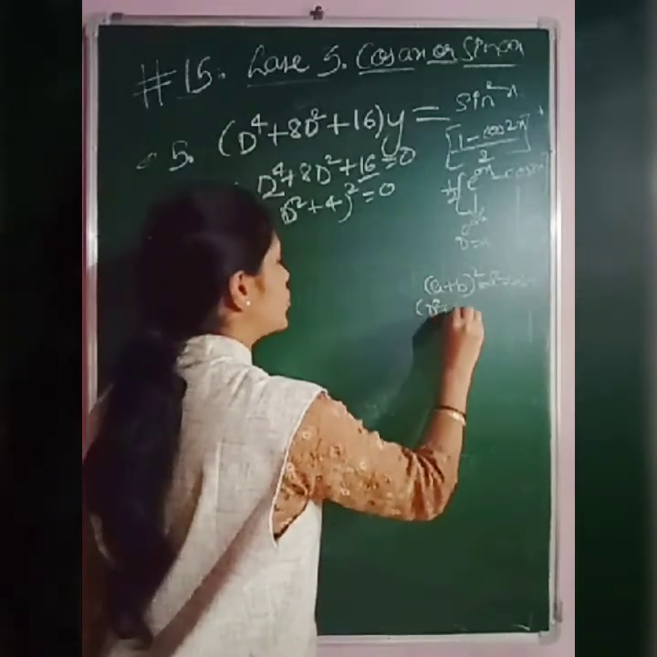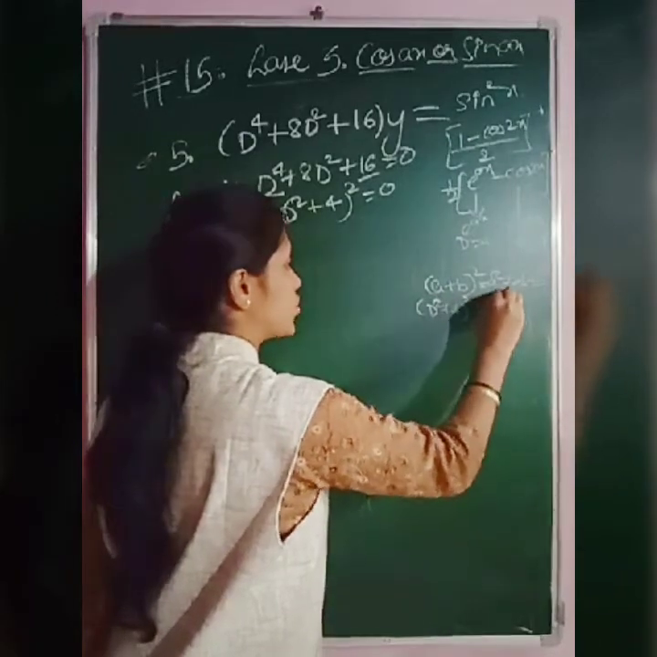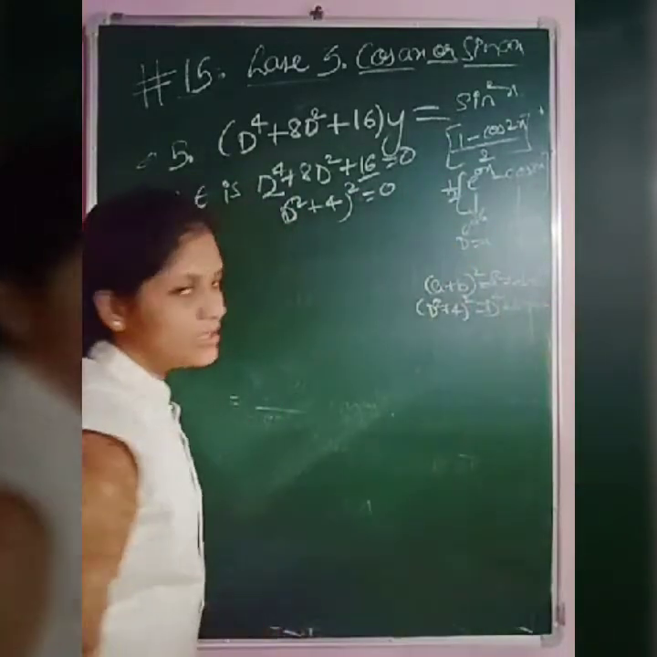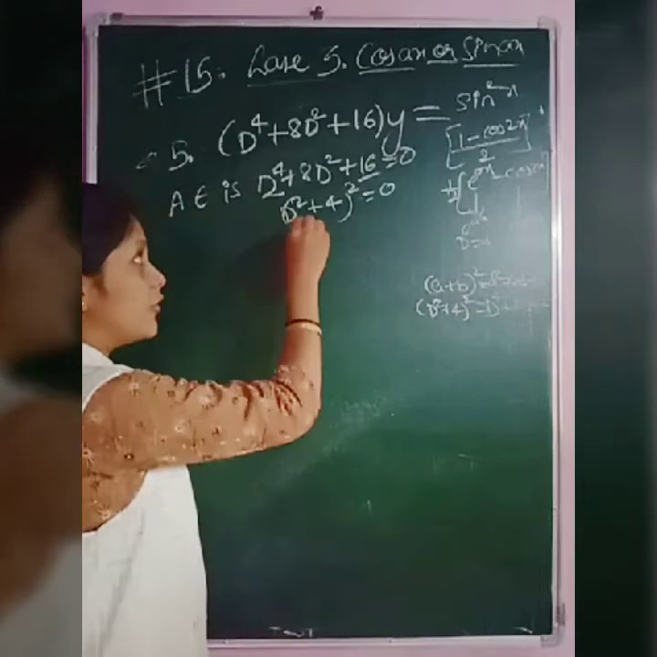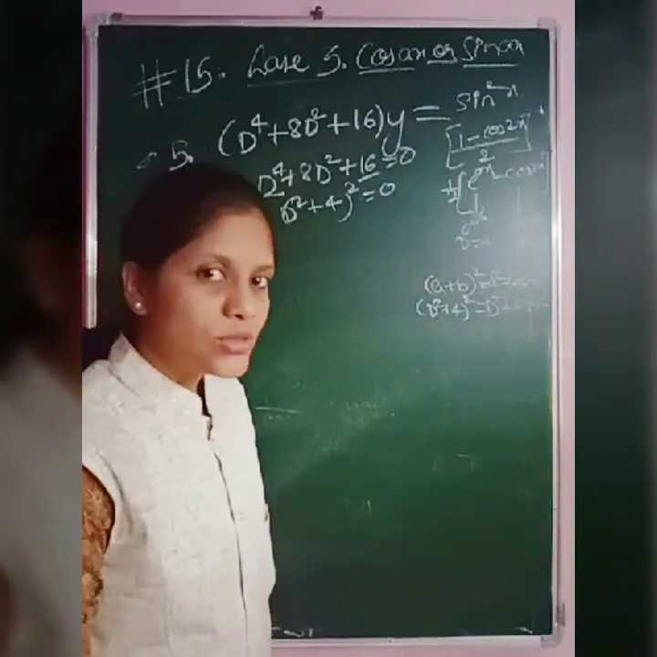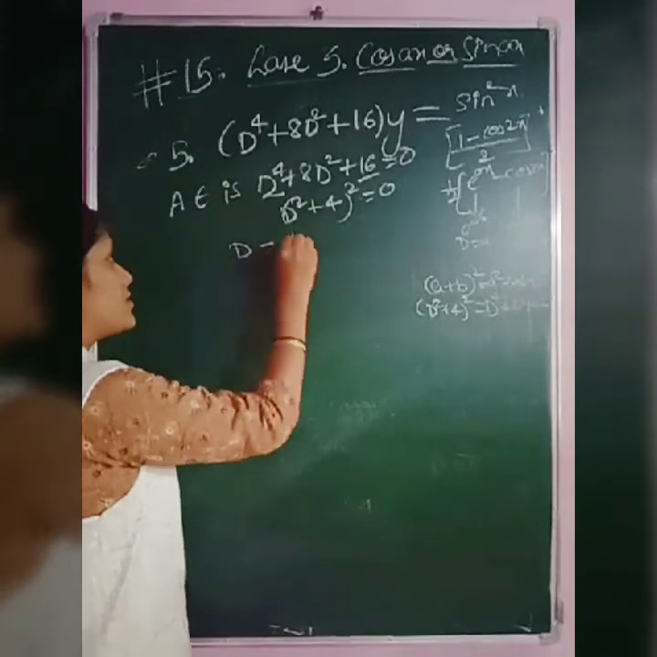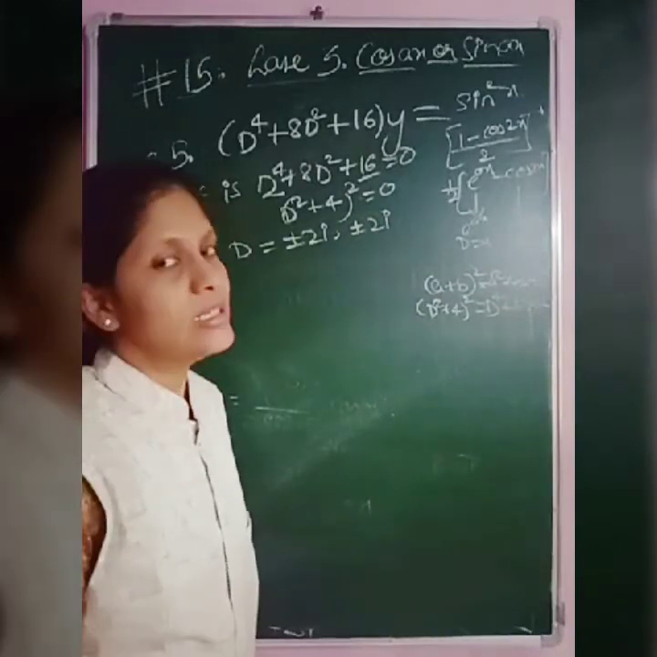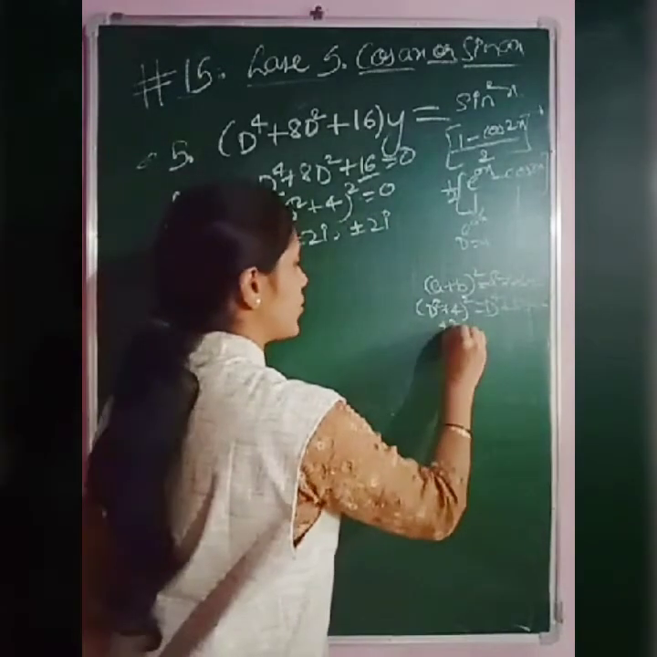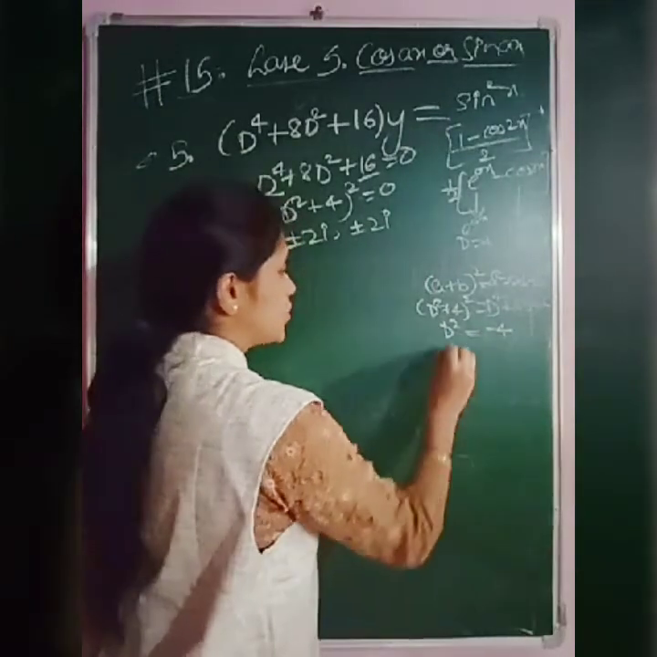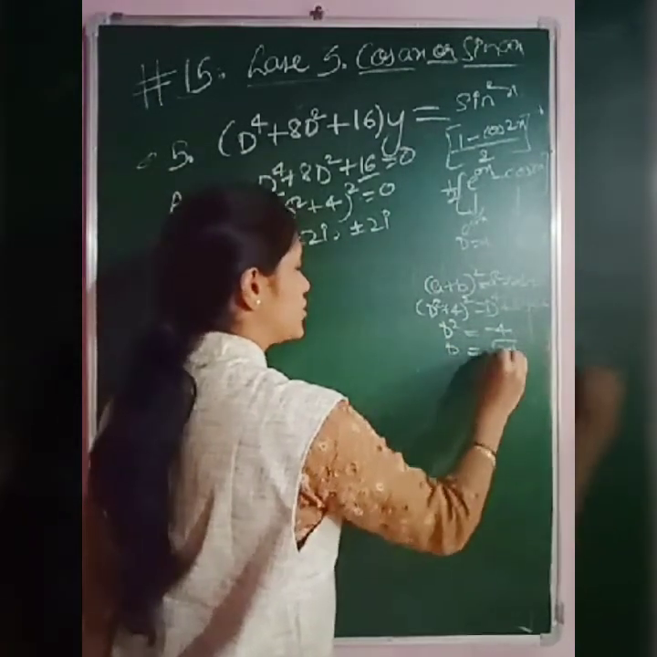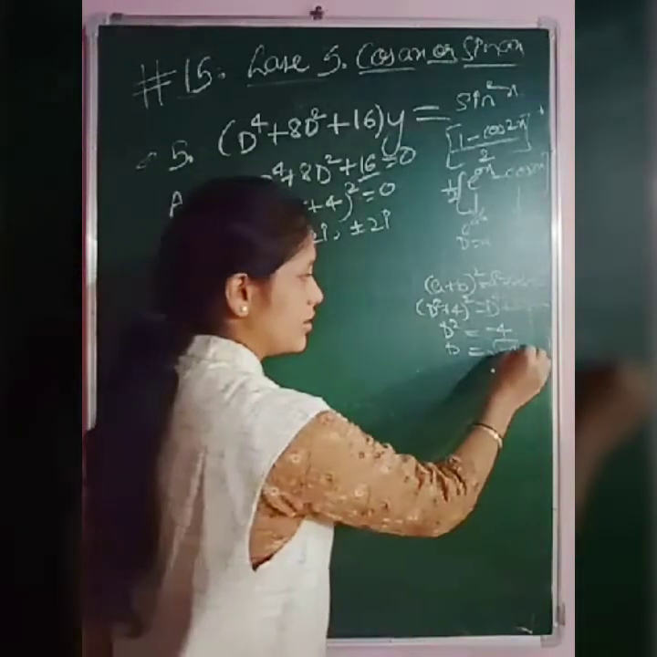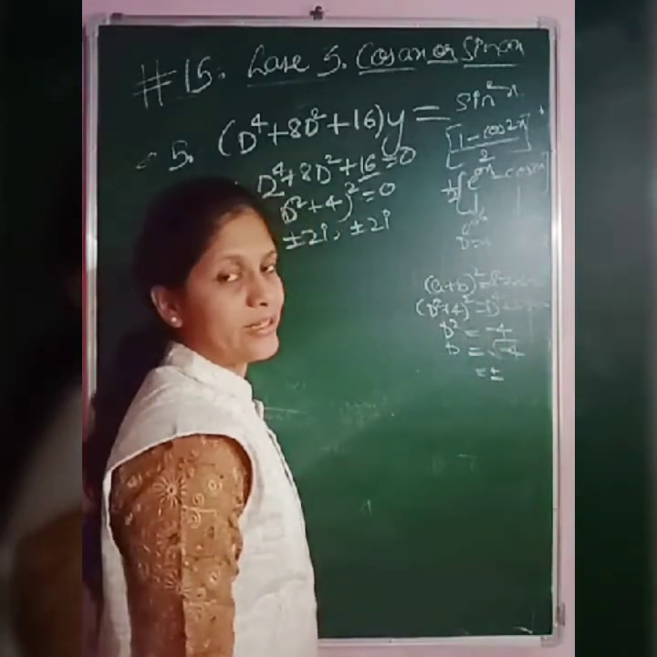What does D square plus 4 whole square stand for? D raised to 4 plus 8D square plus 16, which is same as the given question. So D square plus 4 whole square. What does this imply? D square plus 4 equal to 0, 2 times. So D equal to plus or minus 2i, 2 times. So already we know how to solve for this. We have solved many examples, right? So D square equal to minus 4. So D equal to square root of minus 4. So whenever square root, plus or minus. So what is square root of minus 4? 2 into square root of 2 square into minus 1.